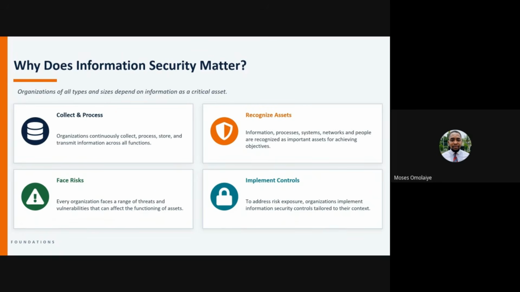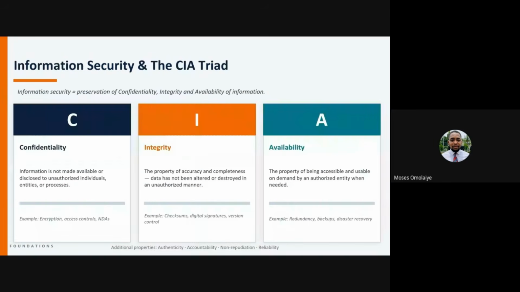Then, when you recognize your risks, you also would implement controls. Now, what are controls? Controls are used to address risk exposure. If there are possible risks, what do we need to put in place for those risks to be mitigated? Basically, that's what controls are. And then in information security, we have what we call the CIA triad. It is the bedrock of information security.